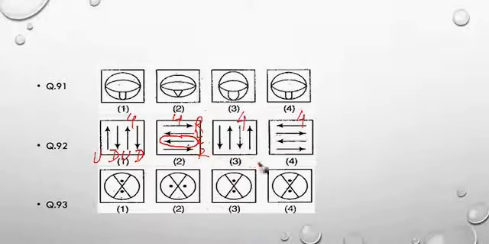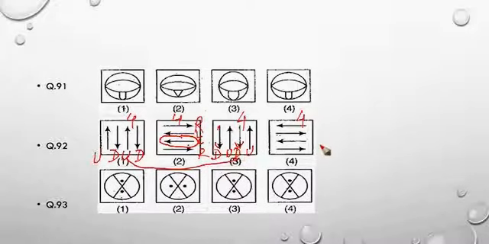Let's go to option 3. In option 3, the first arrow, this arrow, is in the downward direction. The next arrow should be in the upward direction, it is exactly in the upward direction. The next arrow should be in the downward direction, it is exactly in the downward direction. And the next arrow should be in the upward direction, it is already in the upward direction. So option 1 and option 3 are similar.